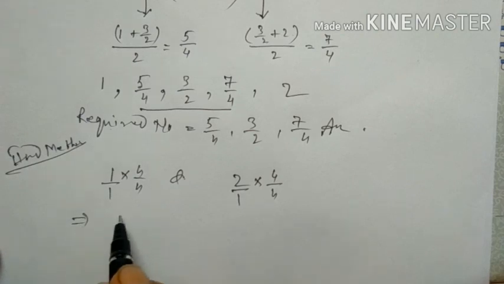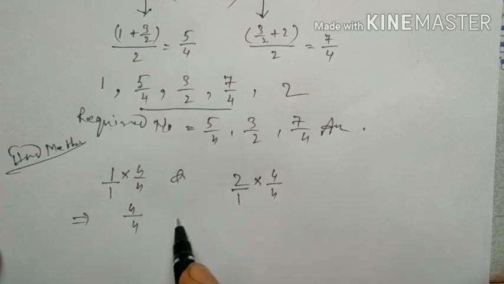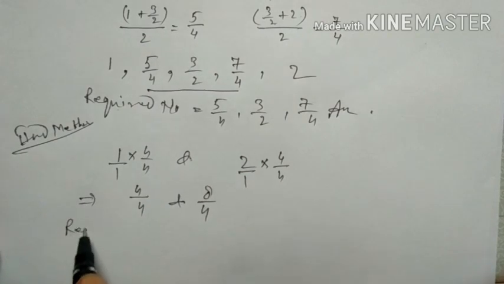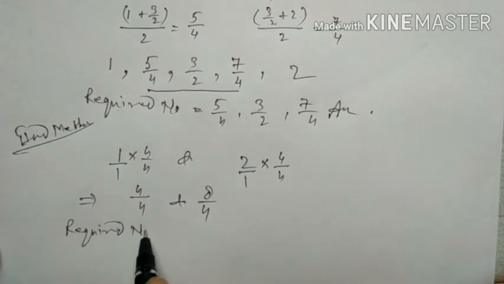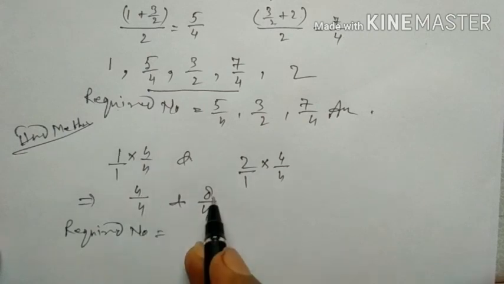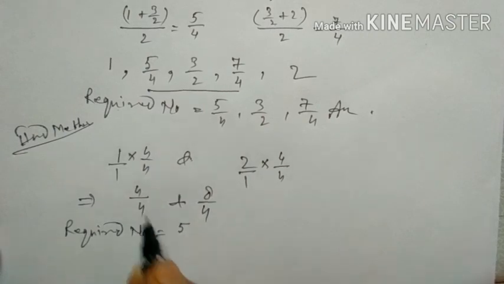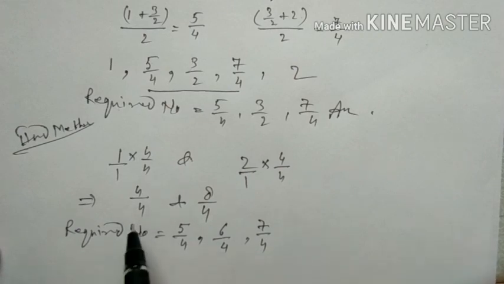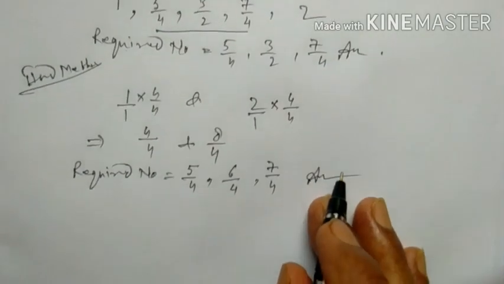It becomes 4 upon 4 and 8 upon 4. So the required numbers are between 4 and 8: 5, then 5 by 4, then 6 by 4 and 7 by 4. So these are the three numbers between 1 and 2. We write them in this order after 4: 5, 6, 7. So we write 5 by 4, 6 by 4, 7 by 4. This is the answer.